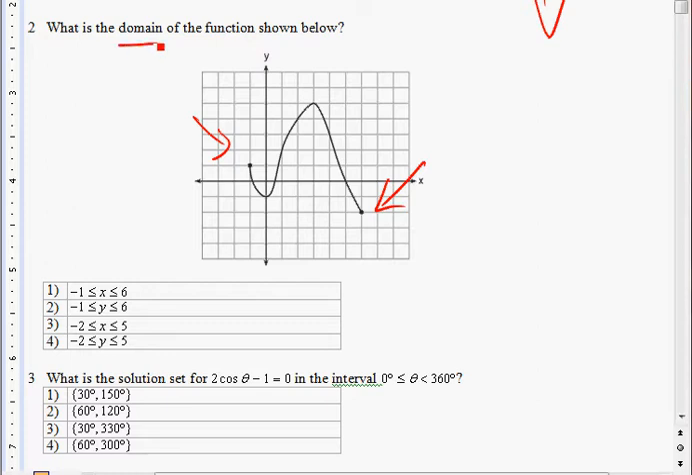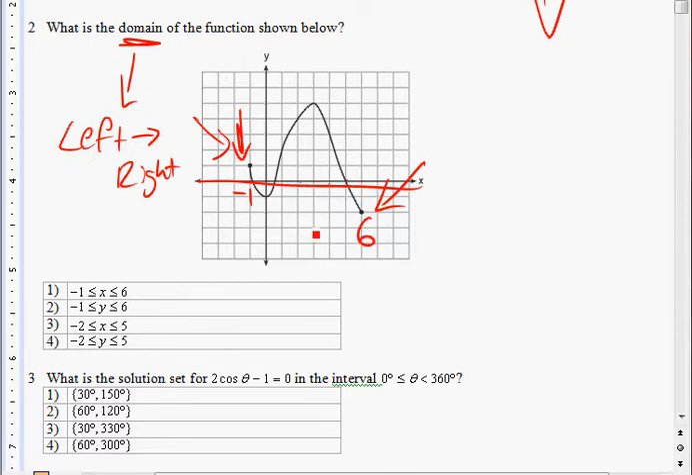Domain talks about the x-axis. Domain is where this function starts from the left and where it ends on the right. So on the x-axis, we're looking over here. It starts left over here. This is sort of like -1. It ends somewhere over here, so just count the boxes: 1, 2, 3, 4, 5, 6. It ends at 6, so the domain is from -1 to 6. And because these dots are filled in, that means it touches the points -1 and 6 also. So it is choice 1. Okay, so x is between -1 and 6.